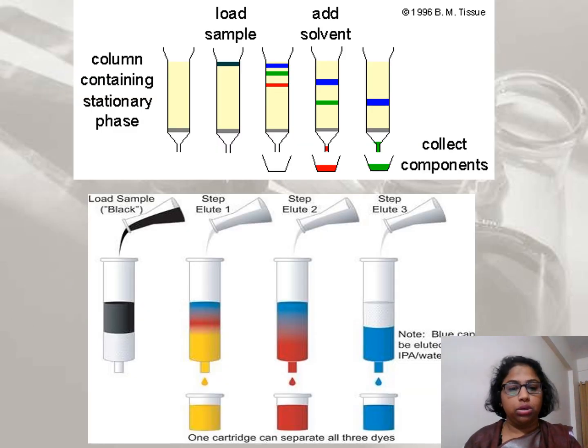So this is a picture which shows you what an HPLC is. Here, as you can see, a small amount of black ink is being passed through a column, and as the black ink moves through the column, which has a stationary phase, the black ink gets separated into different colors, and each color is eluted as a different fraction. So you can purify the colors, you can identify the colors, and you can also quantify the colors.